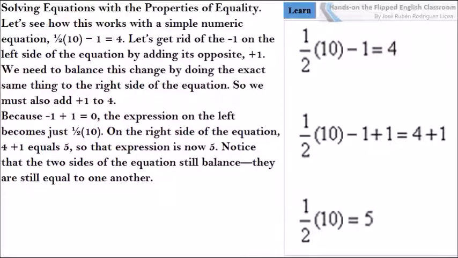Solving equations with the properties of equality. Let's see how this works with a simple numeric equation, 1/2 10 minus 1 equals 4. Let's get rid of the -1 on the left side of the equation by adding its opposite, +1. We need to balance this change by doing the exact same thing to the right side of the equation. So we must also add +1 to 4. Because -1 plus 1 equals 0, the expression on the left becomes just 1/2 10. On the right side of the equation, 4 plus 1 equals 5, so that expression is now 5. Notice that the two sides of the equation still balance, they are still equal to one another.